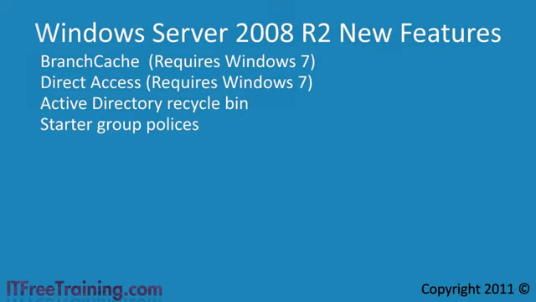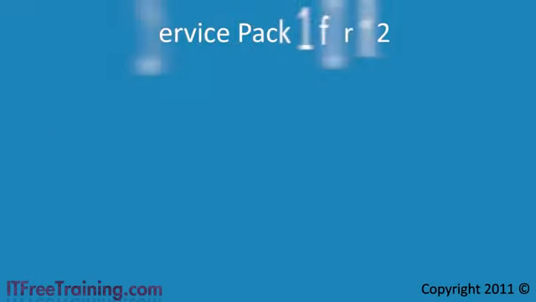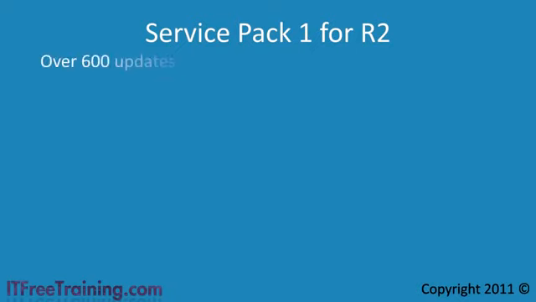Next, there are the features that Service Pack 1 adds to Windows Server 2008 R2. Service Pack 1 contains many improvements and fixes based on customer feedback. There are over 600 updates and fixes. A lot of these are available through Windows Updates, but installing one service pack is generally a lot easier. As well as these updates, there are two major features added with Service Pack 1.